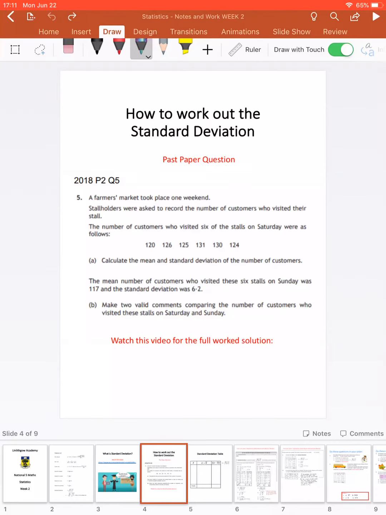Hi everyone, I'm going to do a short video on how to work out the standard deviation. I'll use this past paper question, which is from a 2018 paper 2, and it's question 5.